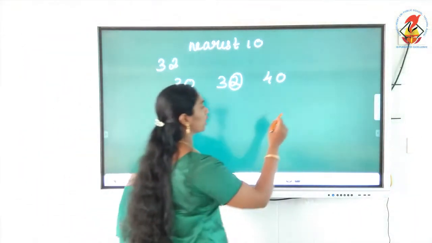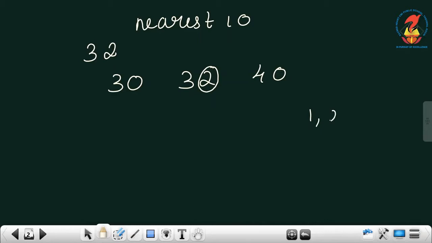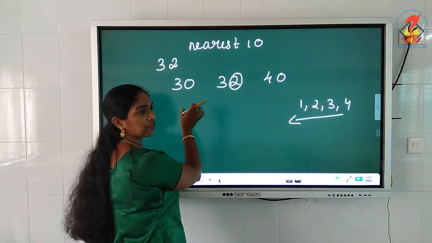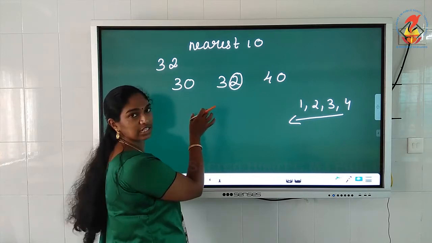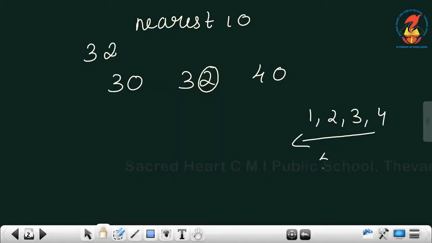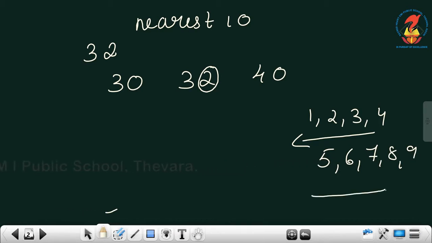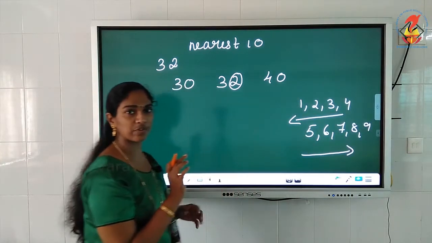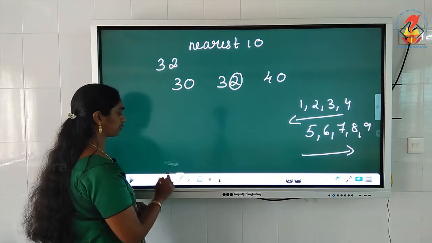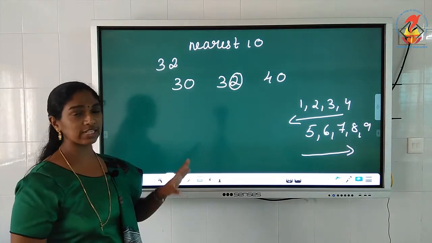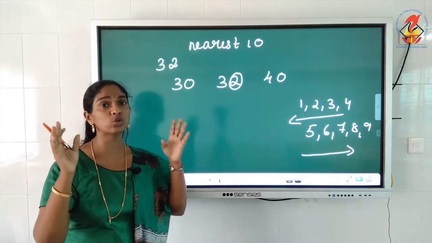In the ones place, if you have the numbers 1, 2, 3 and 4, all those numbers will go to the first number that you have taken, the first 10. Here the first 10 is 30, right? Then, in the ones place, if you have the numbers 5, 6, 7, 8 and 9, then that number will be rounded to the next 10. Which is our next 10 over here? It is 40.